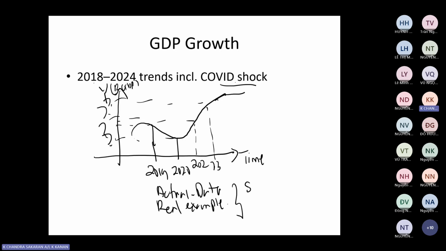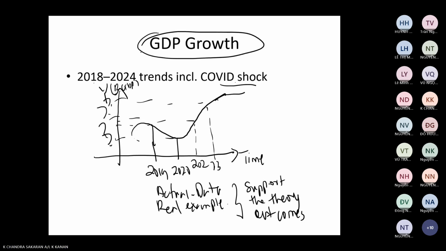This is used to support the theory. The theory says expansionary monetary policy will increase production. Then you see whether it is true or not. Is it increasing? Support the theory, and the theory outcomes. So one very important thing is you must look at the GDP growth rate. So what is GDP growth rate? How do you tell GDP and GDP growth rate apart? What's the difference?